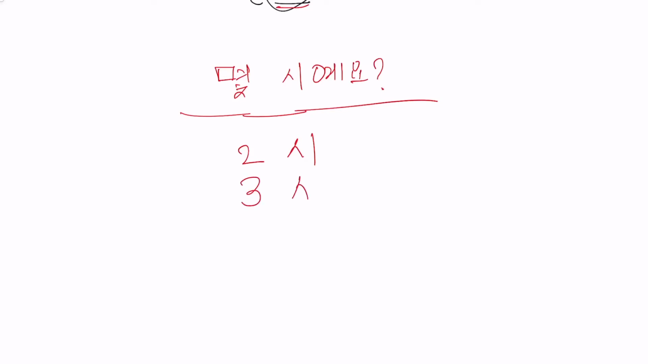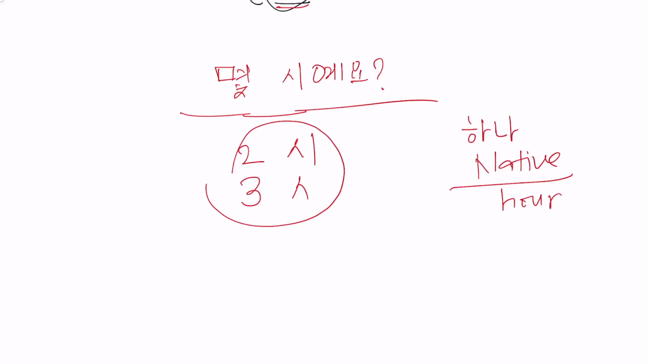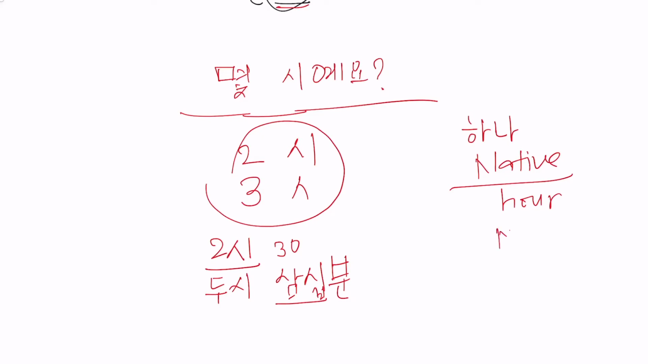3 o'clock, 3시예요. You always remember that we use the native Korean numbers, hana, tul, set, net, native ones, to tell the hour. But if you want to include the minute as well, let's say if you want to say that it's 2:30, then you will say 두 시, and 30 will become 삼십, 30분. 삼십 means 30. So for minutes, we are using Sino-Korean numbers.